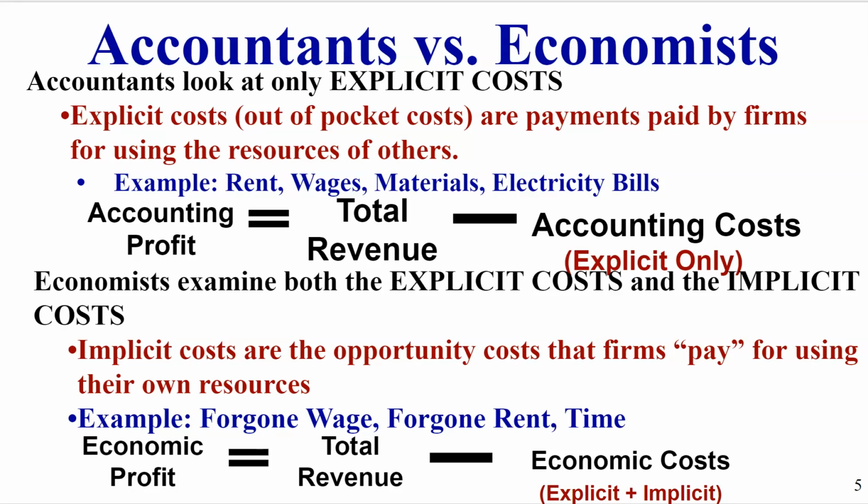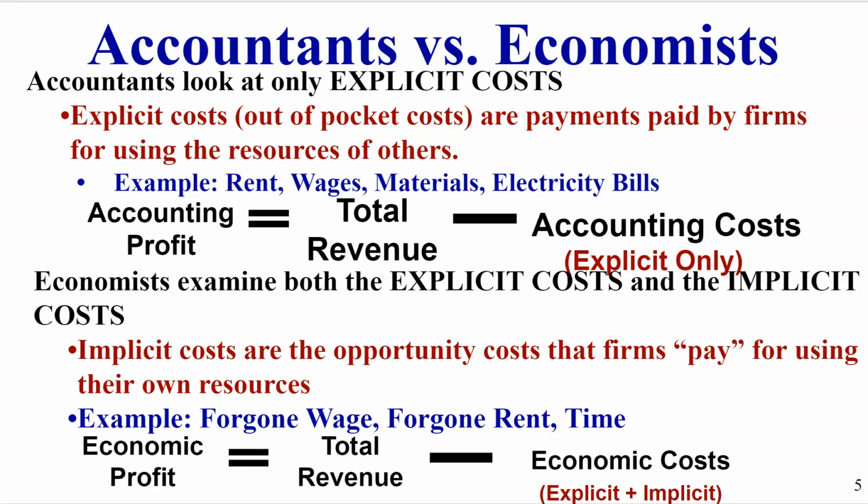Now, we talked before about this idea of explicit and implicit costs. Explicit costs are the actual items for which we have receipts, that are payments being paid by firms for using the resources that other people will give you in order to produce the products or services that you are selling. And things like this include rent, wages, materials, other bills along the way.